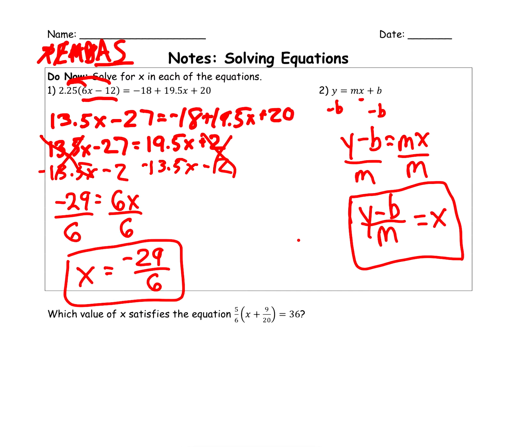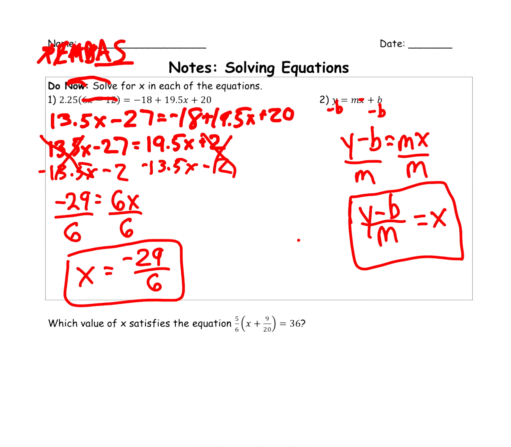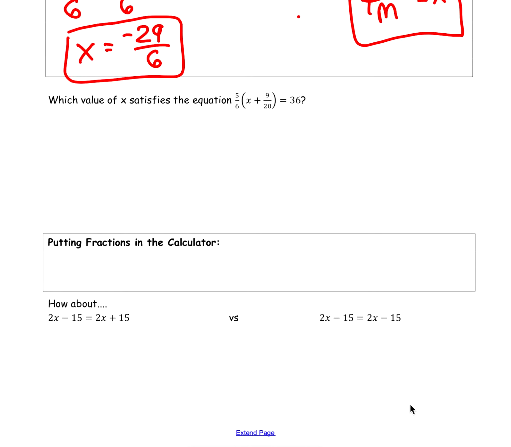Let's go on to the next question, which is, we got fractions here. So what value of x satisfies this equation? So take a couple minutes, solve this. So we have fractions here. It's all the same thing. It's all the same steps we're going to take.